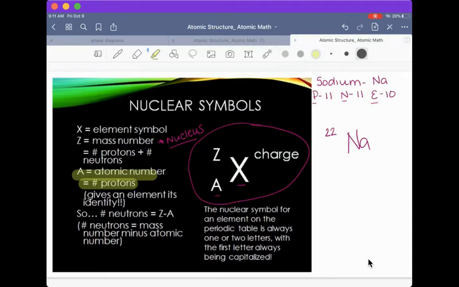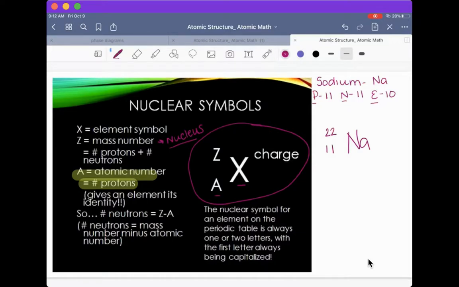So the atomic number for sodium is 11, okay? When we're looking at this, remember, that's also how many protons that element has. So sodium has 11 protons, which is its atomic number, 11. So we write it right below the mass number.